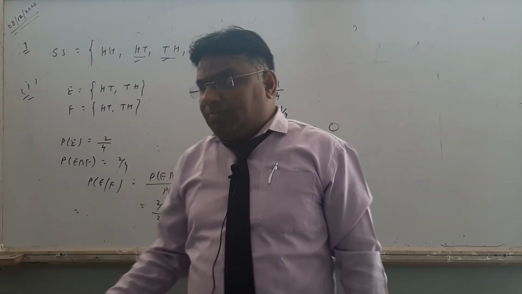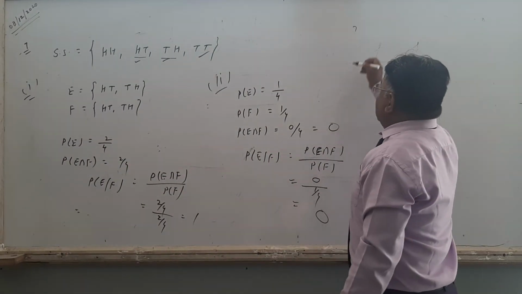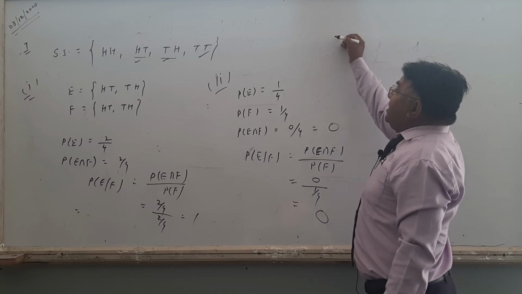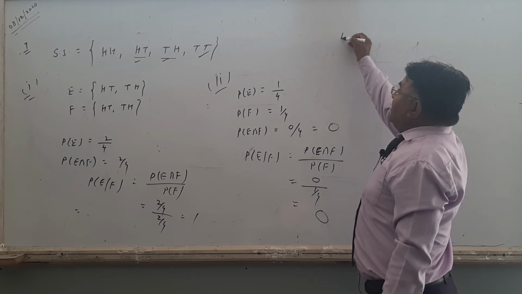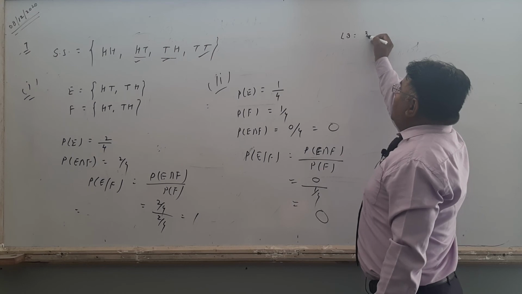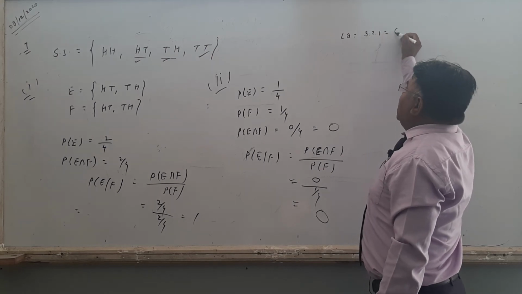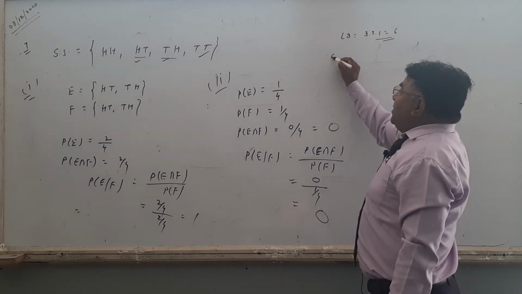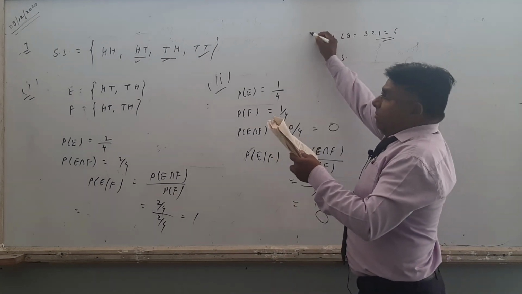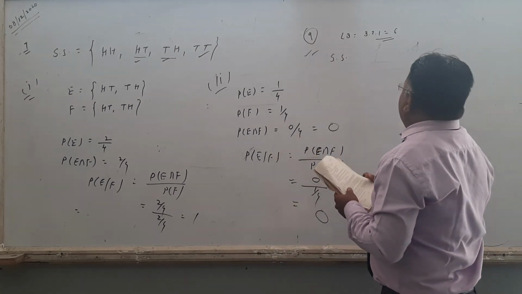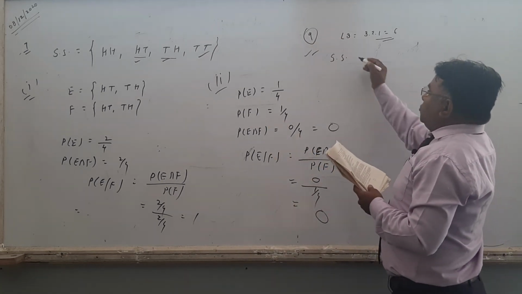There are 3 persons. That means total possible outcomes: 3 persons have to be arranged, that is factorial 3. The value of factorial 3 is 3 times 2 times 1, that is 6 total possible outcomes. So question number 9 is very important. Total possible outcomes are 6.